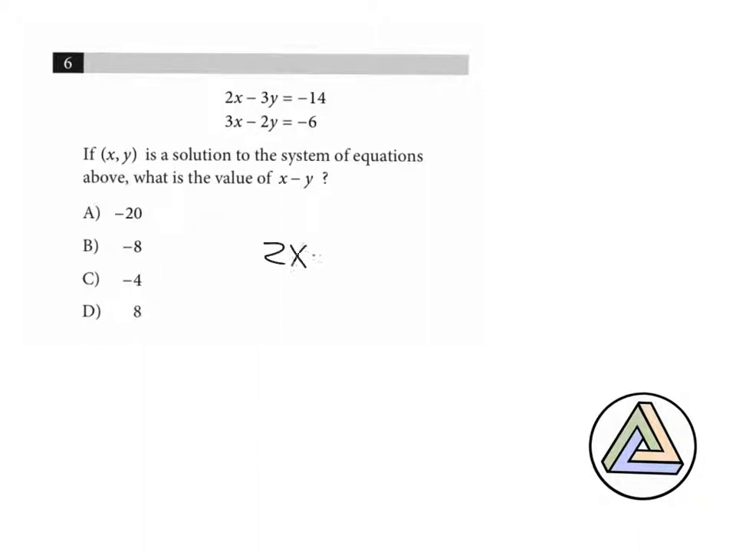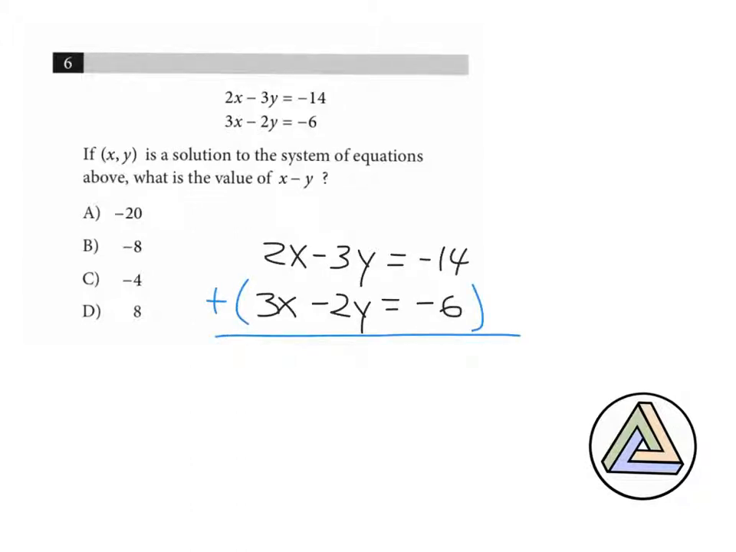We have 2X minus 3Y equals negative 14. We have 3X minus 2Y equals negative 6. And I'm literally going to add the bottom to the top. Clearly we have 2X plus 3X, that's going to be 5X. The negative 3Y plus negative 2Y is going to be minus 5Y. And then finally the negative 14 plus the negative 6, that's clearly going to be negative 20.